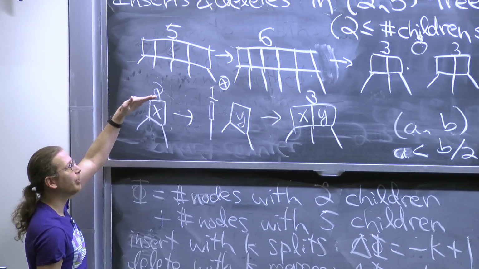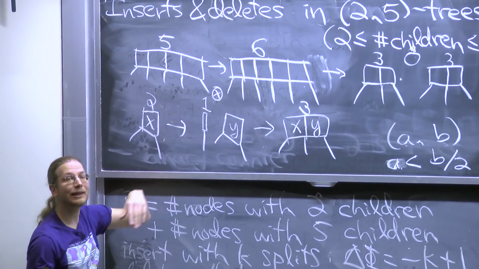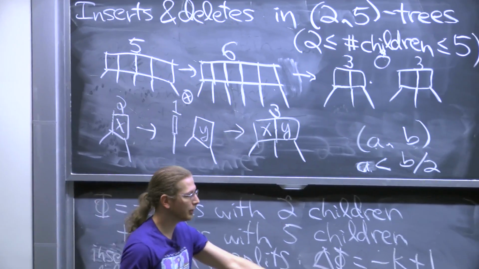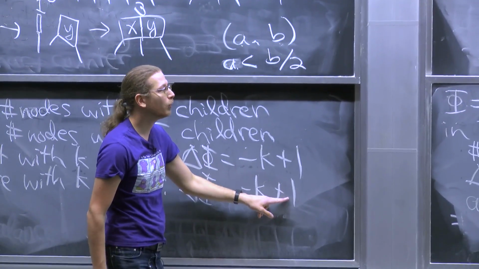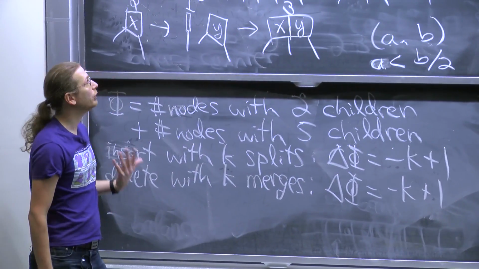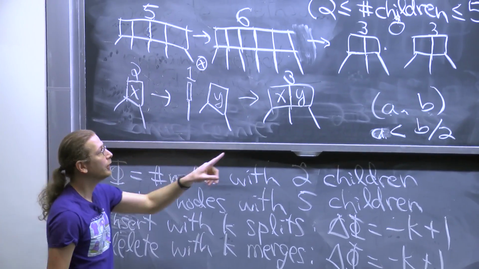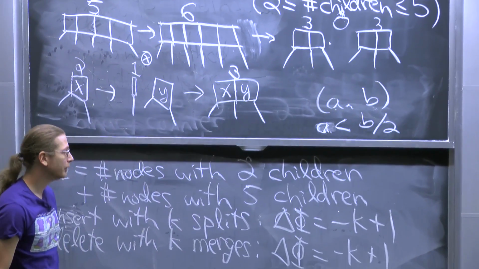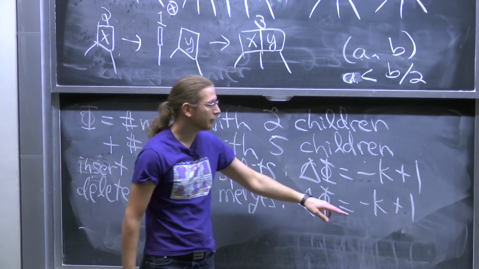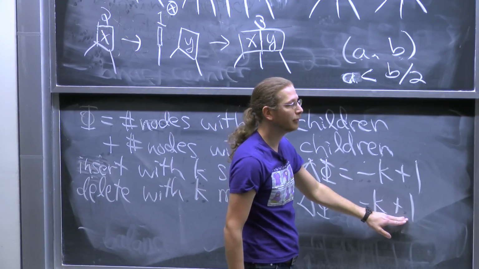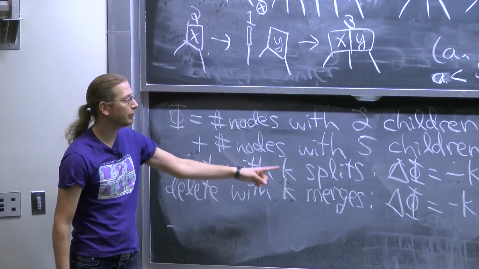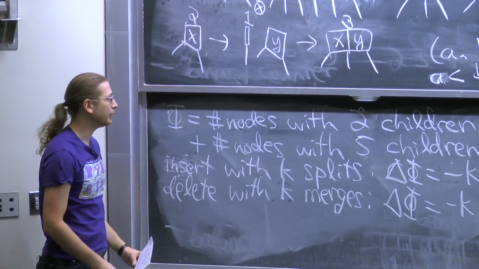But when the merges stop, they stop because we hit a node that's at least a 3 node, and then we delete a key from it, so potentially it's a 2 node. So potentially the potential goes up by 1. We make 1 new bad node. But every time we do a merge, we destroy bad nodes, because we started with a 2 node, we turned it into a 3 node. So again, the amortized cost is the actual cost, which is k, plus the change in potential, which is minus k plus 1. And so the amortized cost is just 1. Constant number of splits or merges per insert or delete.